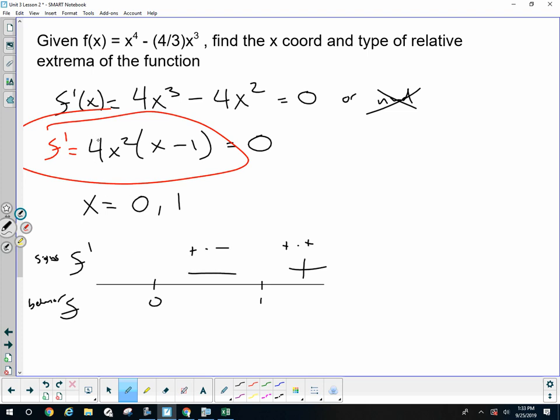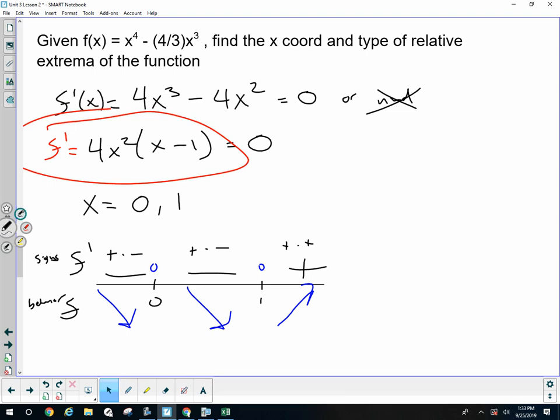Negative 1. Negative 1 squared is a positive. Negative 1 minus 1 is a negative. So this is another situation where I don't change signs. F is going to decrease, flatten out, decrease, flatten out, increase. I know it flattens out because I have a 0. I don't have a sharp point. I just have a 0.